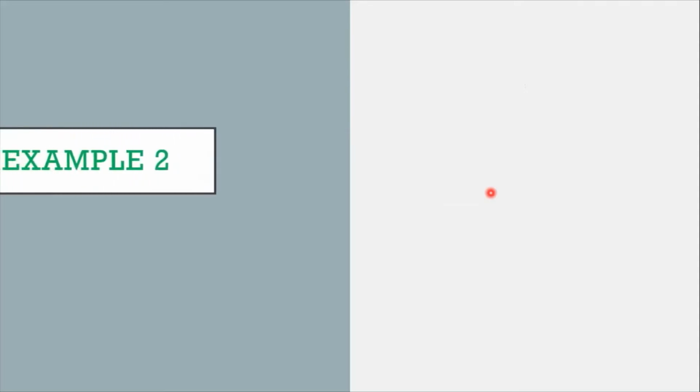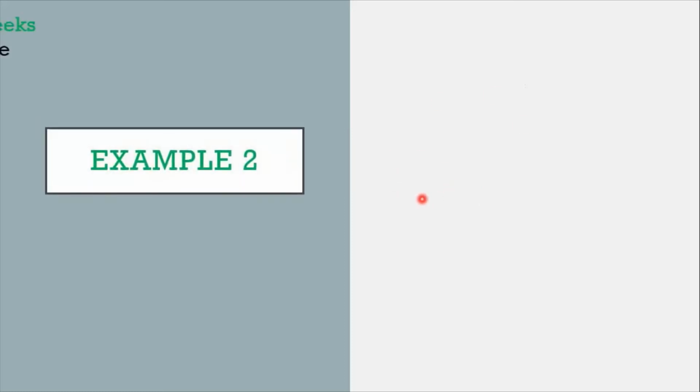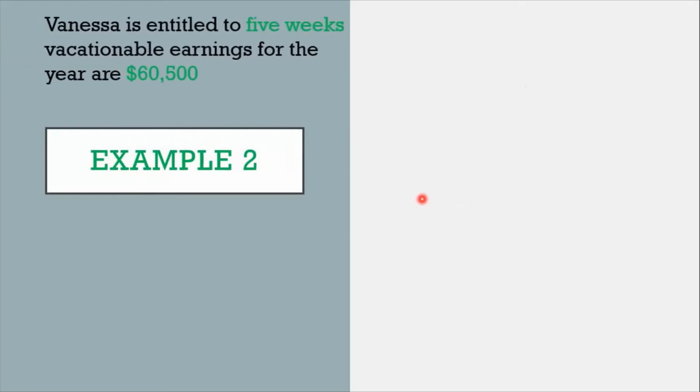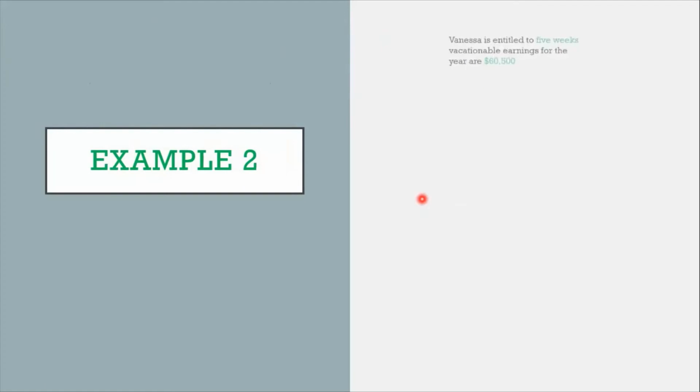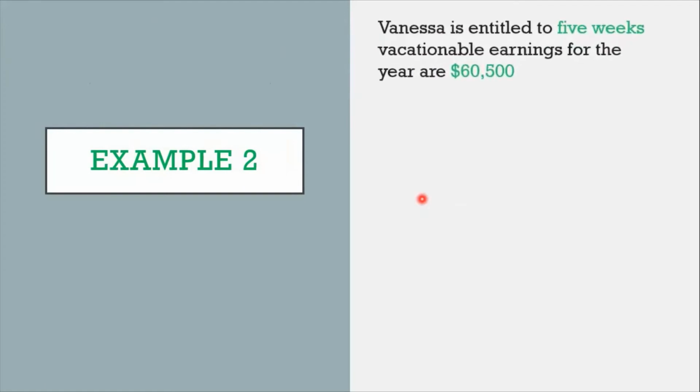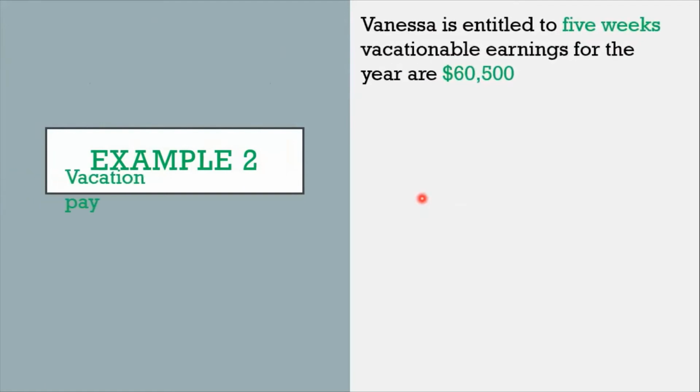Example 2. This will give us a different scenario, and in this scenario we will learn and see how vacational pay is also calculated if you take more weeks. So let's say 5 weeks. How much are you entitled to get for your vacation pay? So Venus is entitled to a 5-week vacation, and her vacational earnings for the year are 60,500.